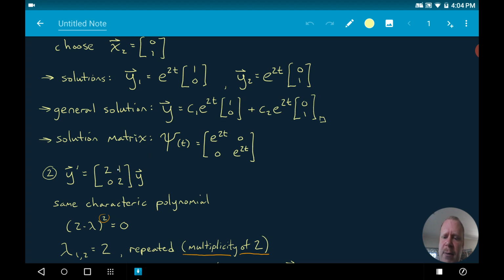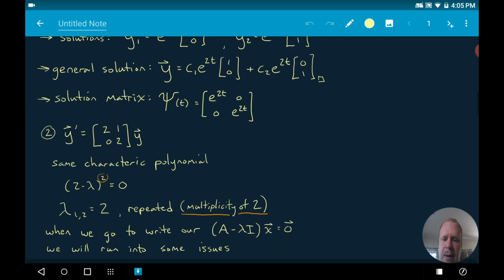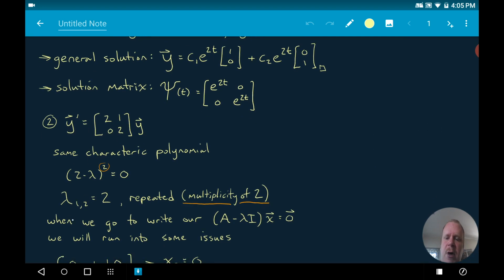The 1 here is what's going to make this problem a little bit different, and it's going to cause some issues for us. So if we proceed like normal and try to find our eigenvector, we can set up this equation. But I'm just going to let you know that we're going to run into some issues when we try to set up this eigenvector here.